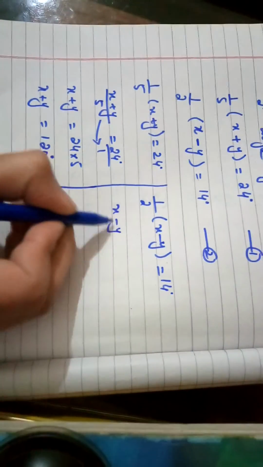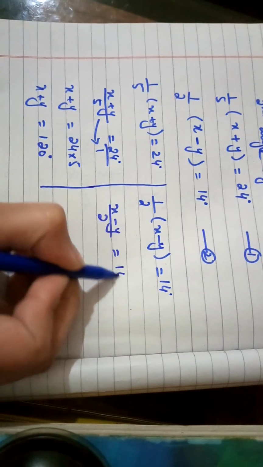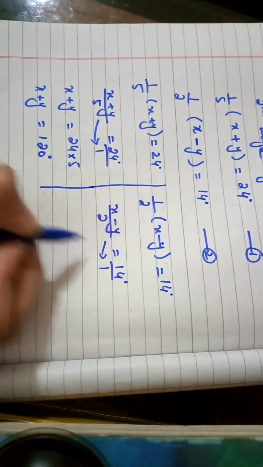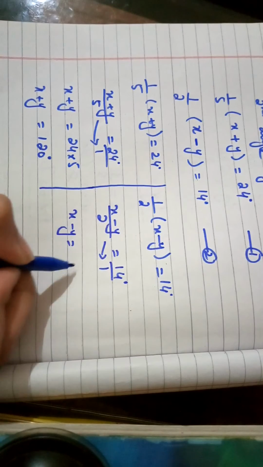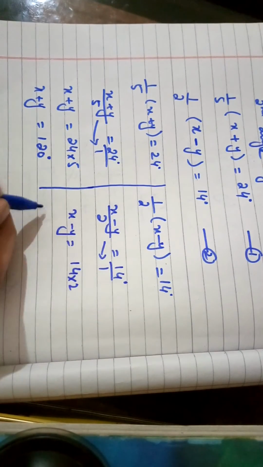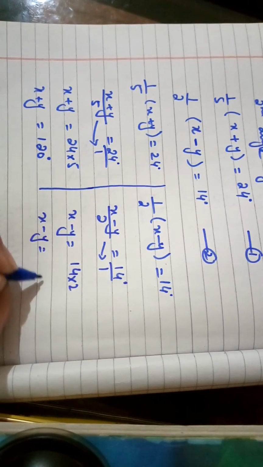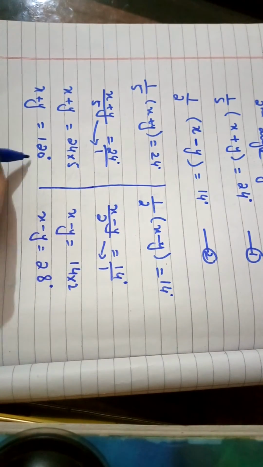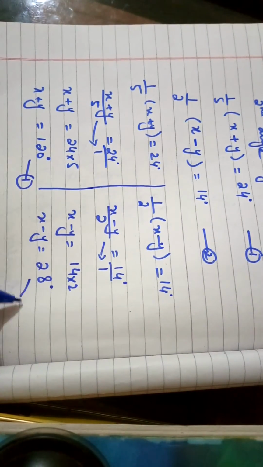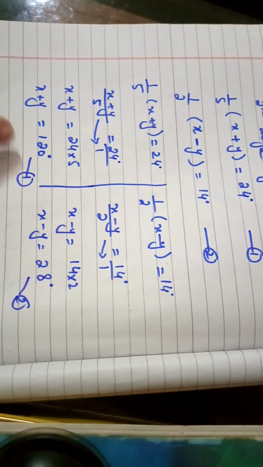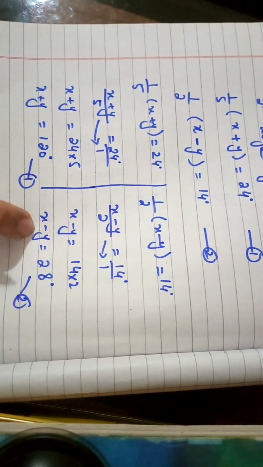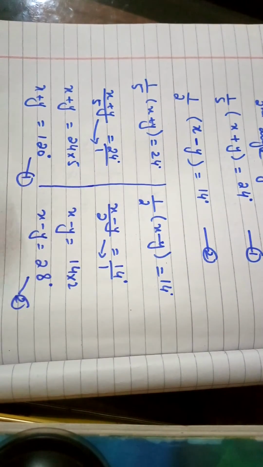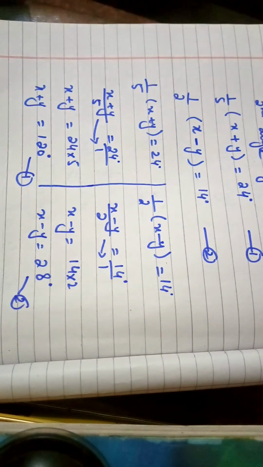Now again solve this part. x minus y divided by 2 is equal to 14 degrees. Do the cross multiplication. x minus y is equal to 14 into 2. x minus y is equal to 28 degrees. Now we have updated the two equations, that is x plus y is equal to 120 and x minus y is equal to 28. Now it is again your own choice. You can solve these equations by the elimination as well as the substitution method.